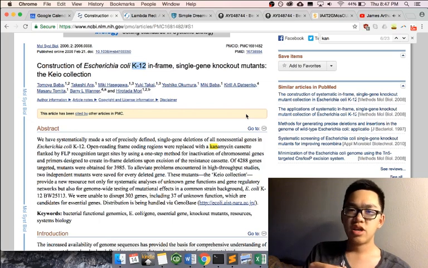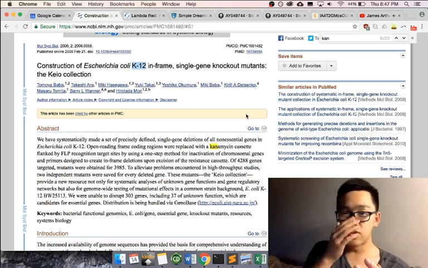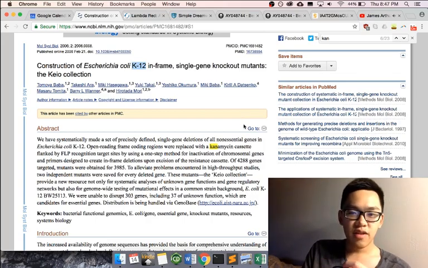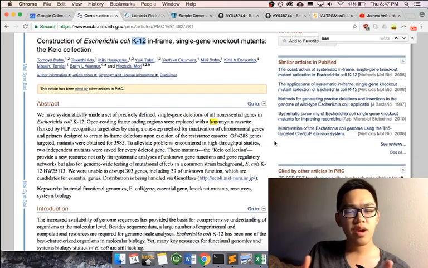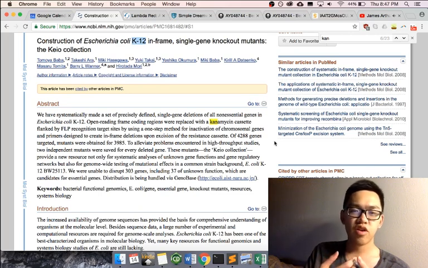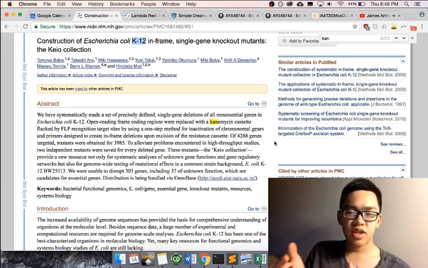Why is this important? Well, when we talk about model organisms, E. coli is the go-to model organism. And in fact, in 2006, there wasn't really a model of this scale that people could do functional genomics on. So talking about the construction of the Keio collection, I think, is very important for microbiologists to understand, and something that I struggled with early on. So today I'm talking about the construction of E. coli K12, and I'll link this paper in the description below.